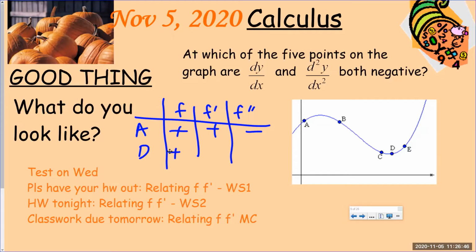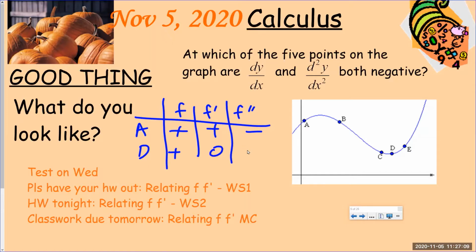Positive. What about F prime? Zero. Where are you getting that zero from? Very good. It's a horizontal tangent line, slope of zero. Relative max, relative min. This is a relative min. Okay. Horizontal tangent line. All right. What about F double prime at D? Positive, negative, or zero?